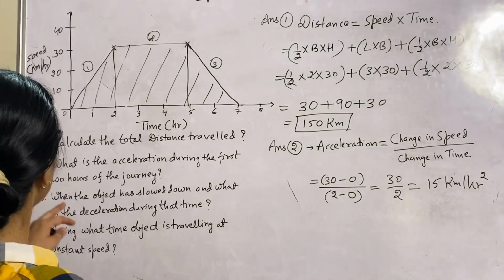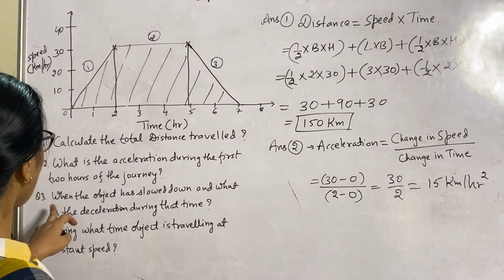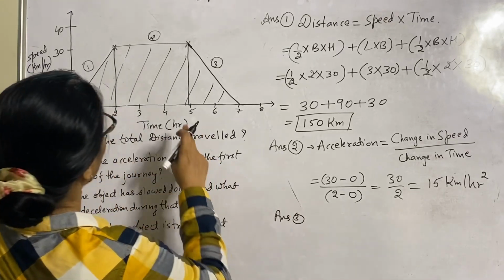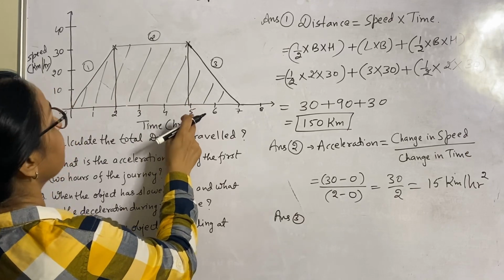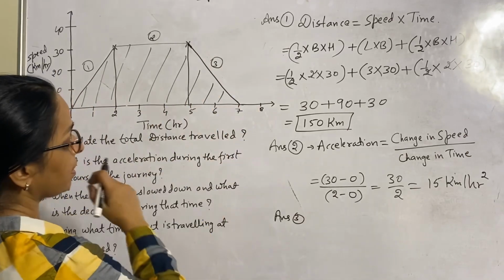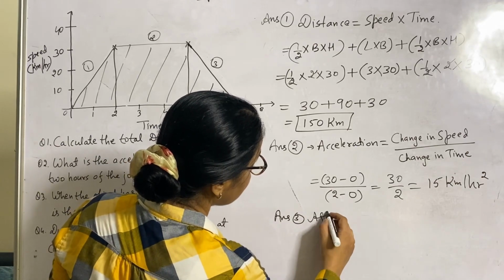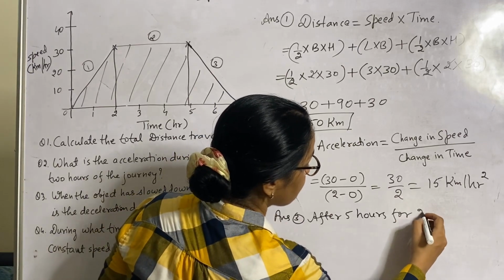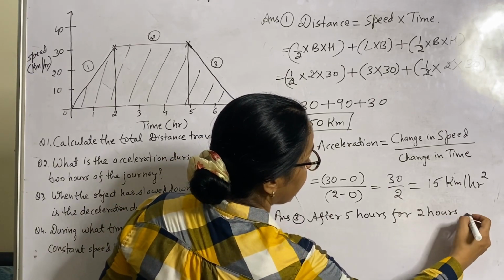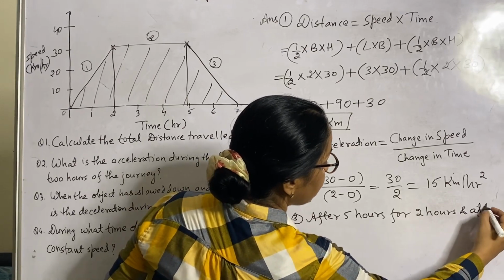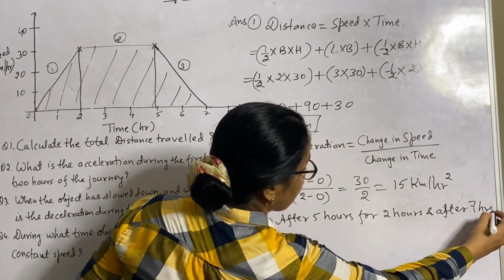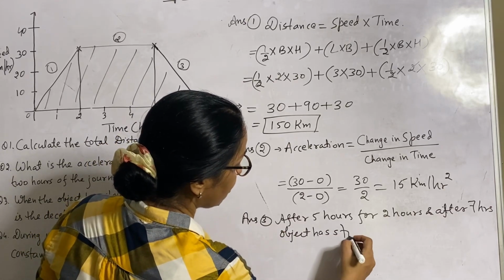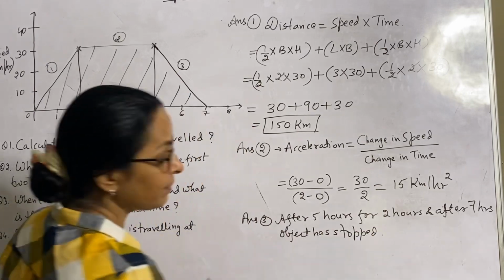So it is 15 kilometers per hour squared. Then the next thing is, when the object has slowed down. The object is slowing down after 5 hours, for 2 hours. And after 7 hours, the object has stopped.